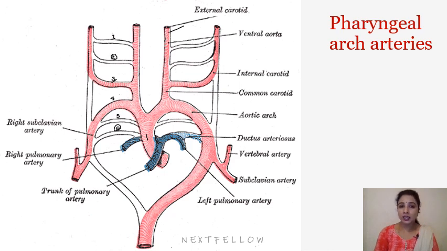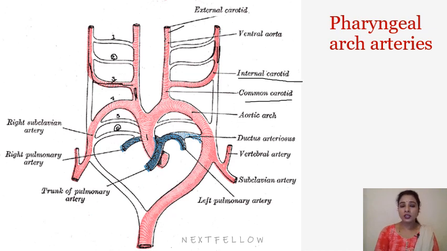Next, regarding the second arch arteries, the distal part of these arteries persists and forms the stapedial arteries. Next, the third arch forms the common carotid artery and internal carotid artery. So this is the third arch. The proximal part will form the common carotid and the distal part will form the internal carotid artery.